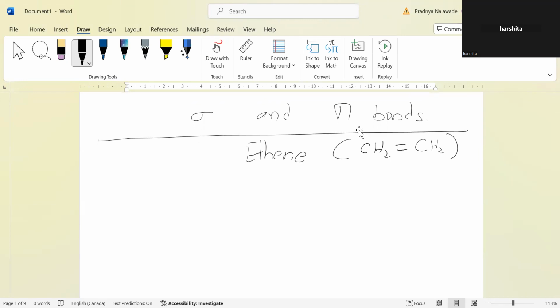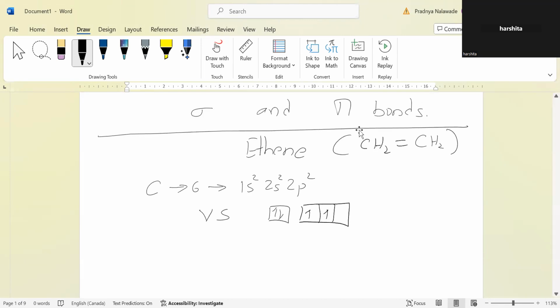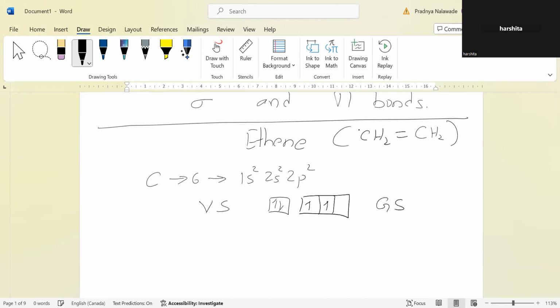So if we consider the central atom carbon, we know that the atomic number of carbon is 6. So the electronic configuration is 1s2, 2s2, 2p2, right? So the valence shell orbitals are 2s and 2p orbitals, right? Okay. So now this is actually the ground state electronic configuration of carbon, right? In order to form the bond, it absorbs energy and undergoes formation of the excited state.